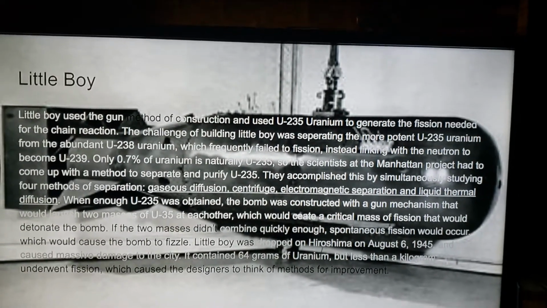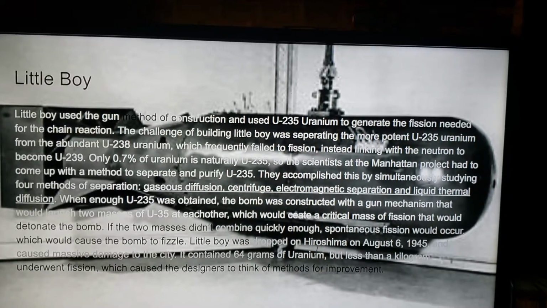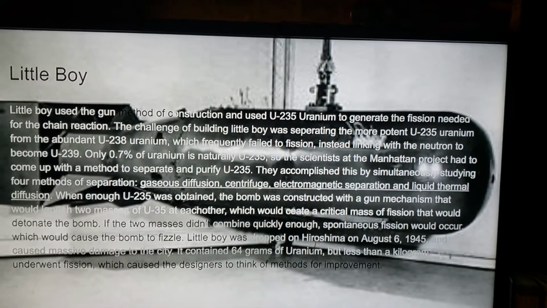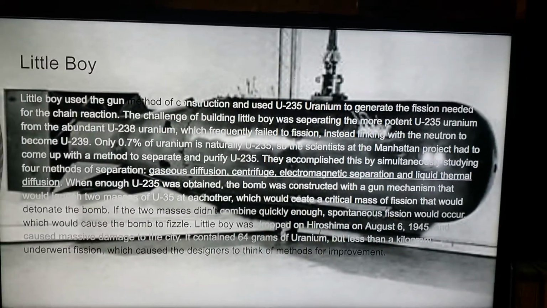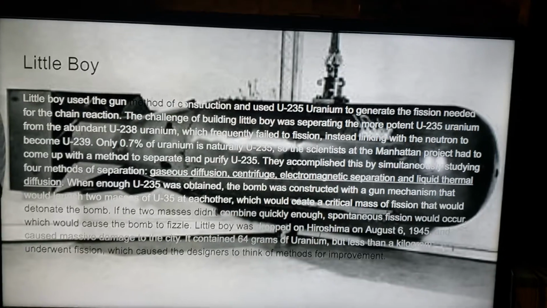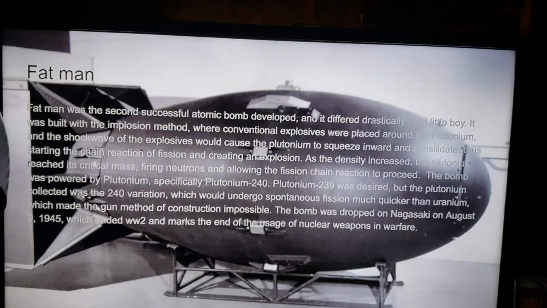It was dropped on Hiroshima and caused massive damage to the city on August 6, 1945, and it contained 64 kilograms of uranium, but less than a kilogram actually underwent fission. So most of the material wasn't really used, meaning that the explosion could have been bigger.